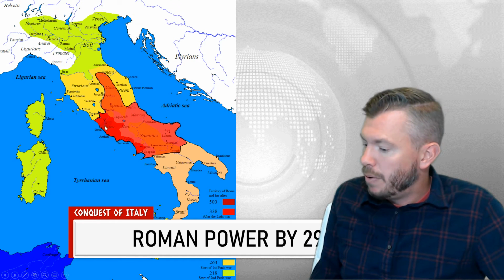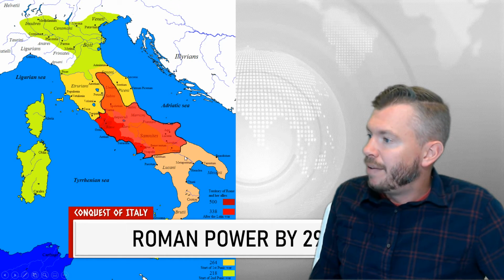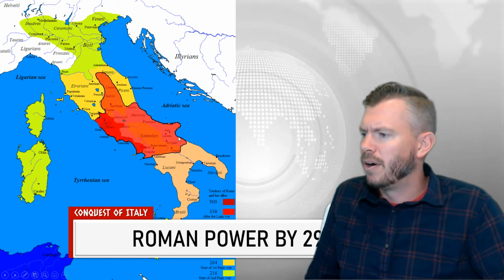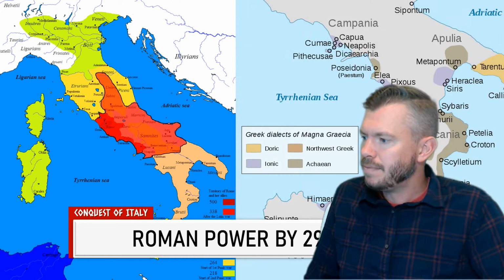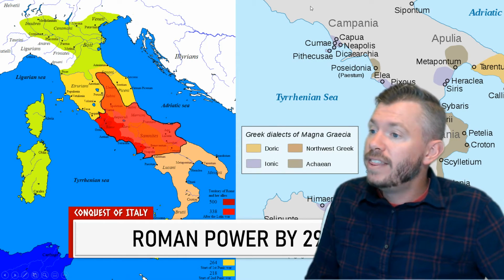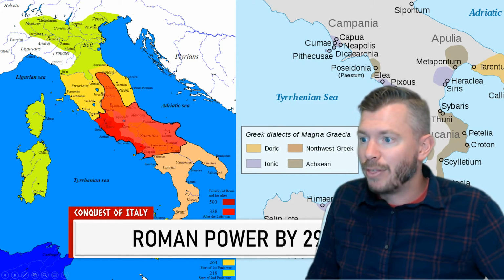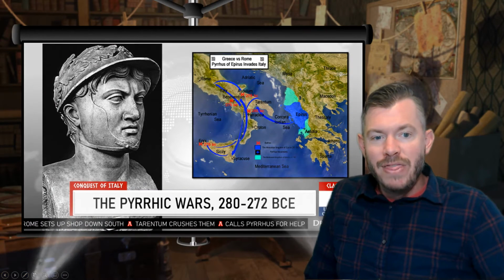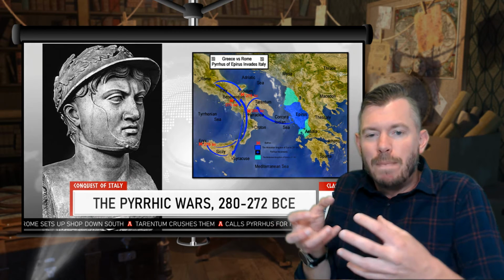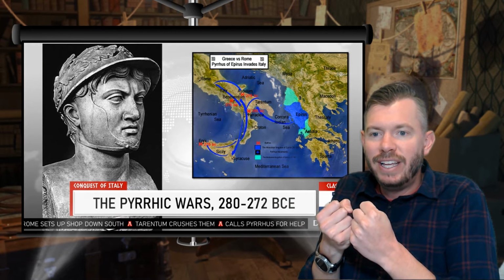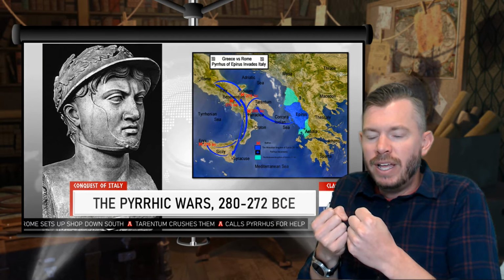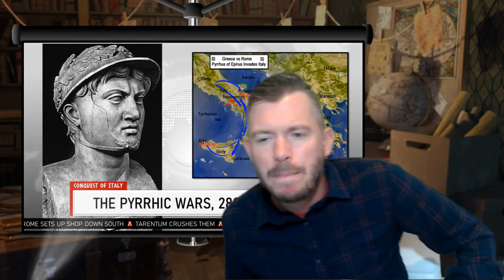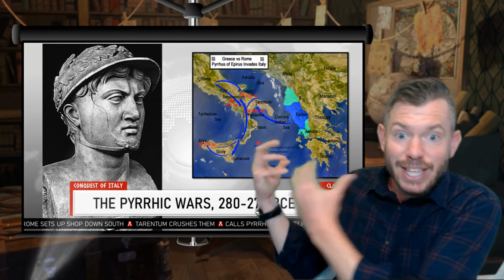So here's where we were, and then eventually, by the early 3rd century, Rome's got the central part of Italy there. And now they start turning their sights towards the south, right? This region that we call Magna Graecia. And the way that Rome starts to bring this region under Roman power is through a series of wars called the Pyrrhic Wars, right? And if you've ever heard of a Pyrrhic victory, these wars are where that comes from.